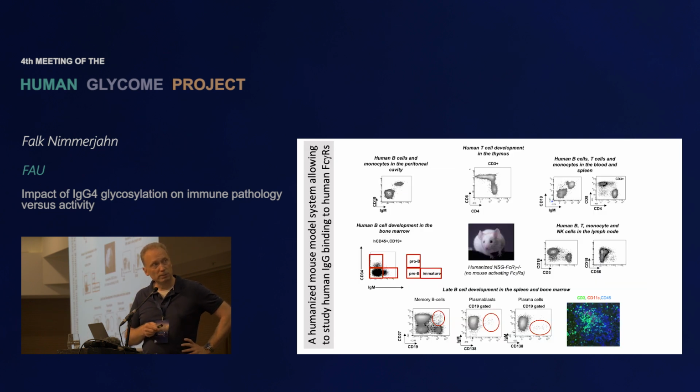All right, so this now brings me to this model system that we are using. This is a humanized mouse model, NSG mice, so immunodeficient mice, additionally lacking all the mouse activating Fc gamma receptors. At the day of birth, the mouse babies are transplanted with the human immune system. And then in these mice, you have the development of B cells, T cells in the thymus, B cells and T cells in the periphery. You have a very nice B cell development in the bone marrow.